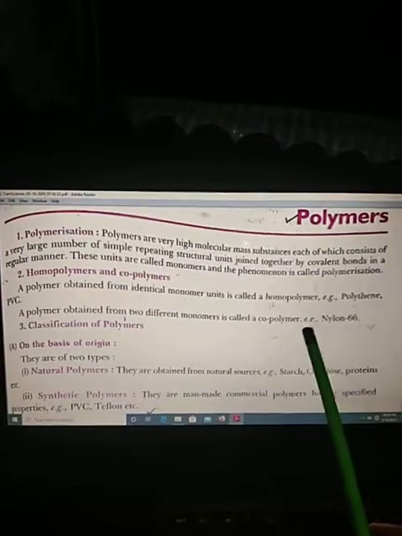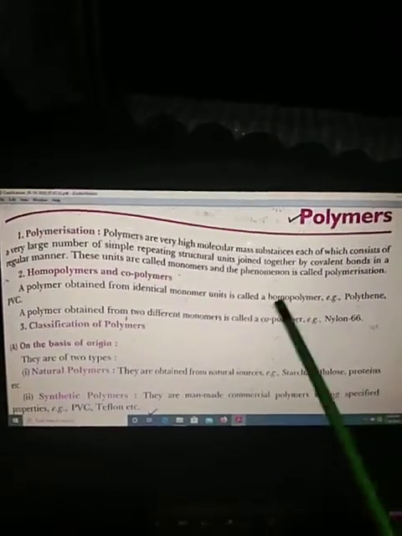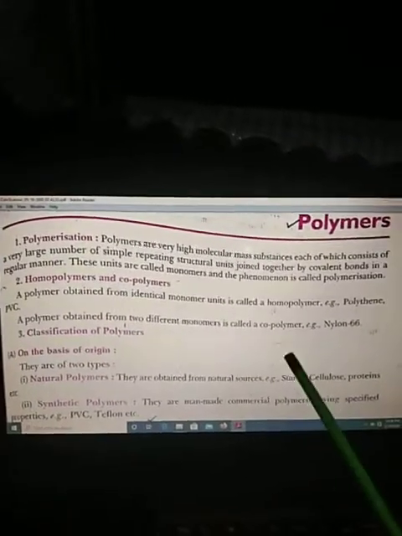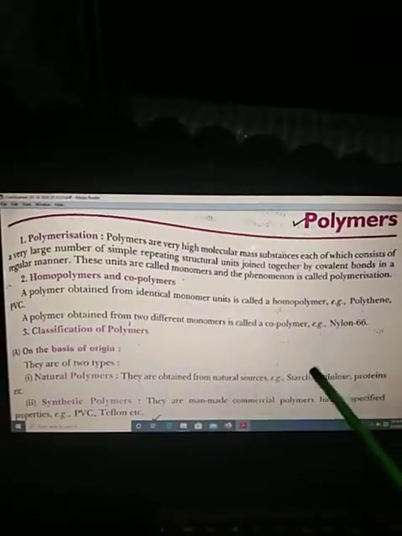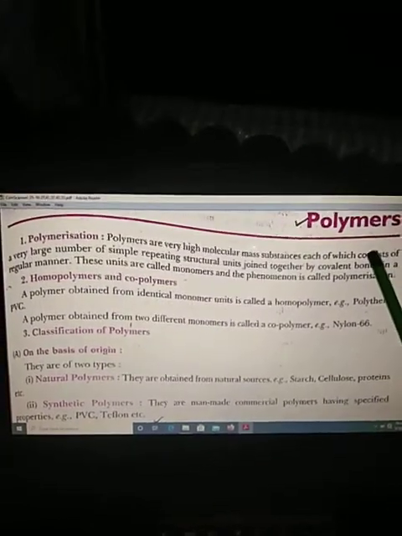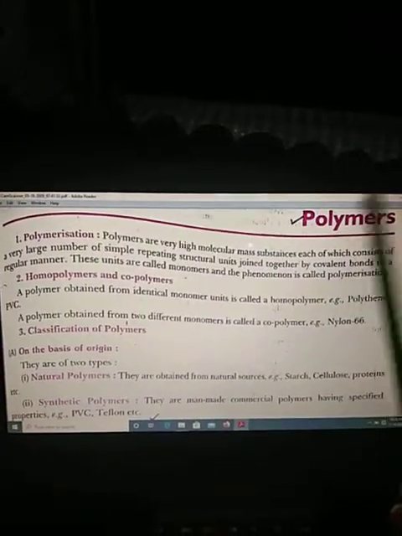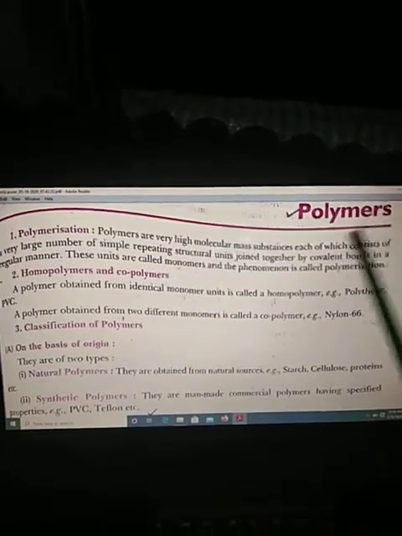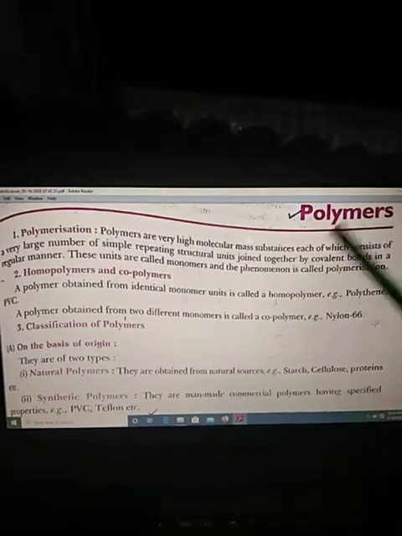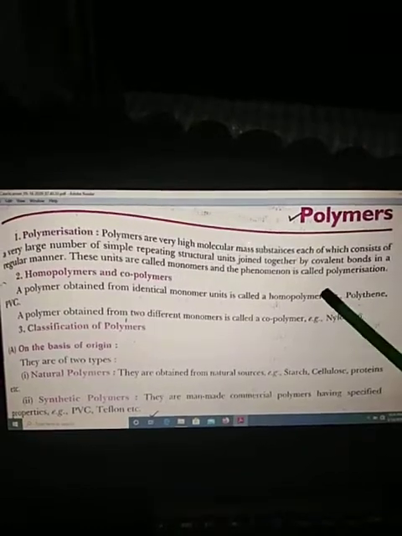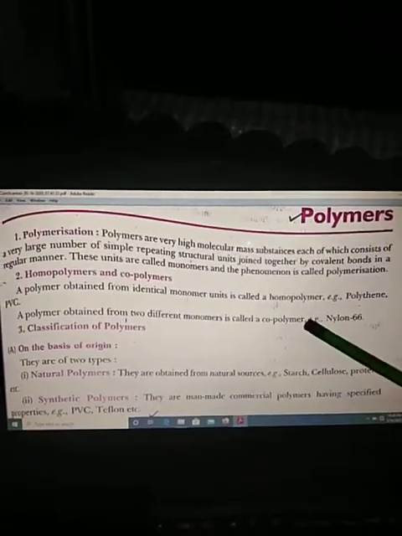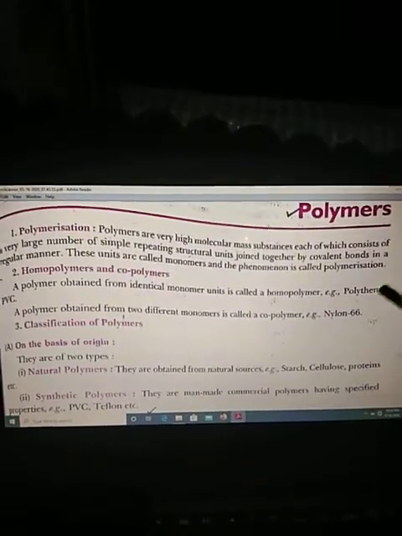Dear students, in our last class we completed the chapter organic compounds containing nitrogen. Now today we are going to start a new chapter, and the chapter name is polymers. This will be the fifth chapter of organic chemistry. In this chapter we are going to study about the polymers, different types of polymers, examples, their monomer units, and different polymerization methods.